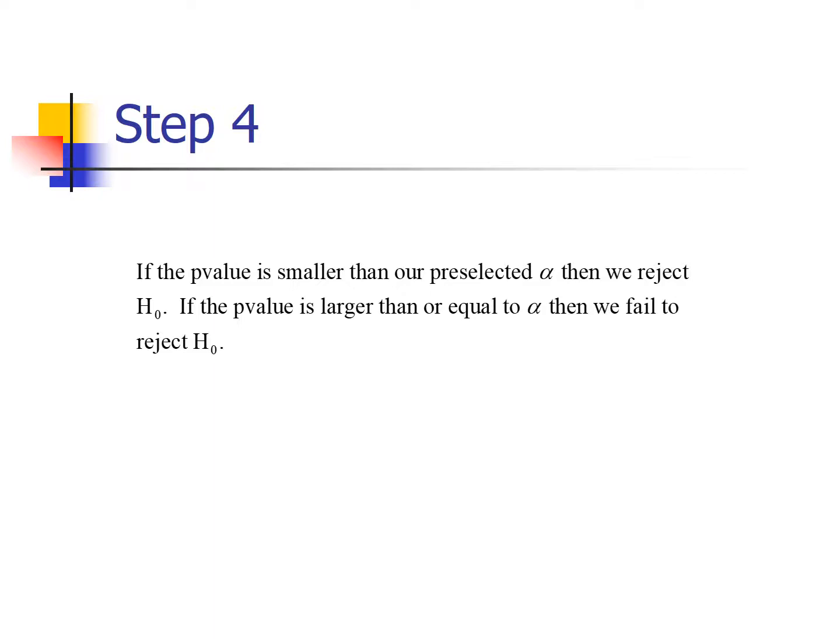How small does it have to be? Well, in this case, we're basically saying it needs to be smaller than our pre-selected alpha. If it's not, well, then it's not small enough. Anytime the p-value is larger than or equal to alpha, then there's not enough evidence to reject it. So, right, the only other possibility is we fail to reject the null hypothesis.